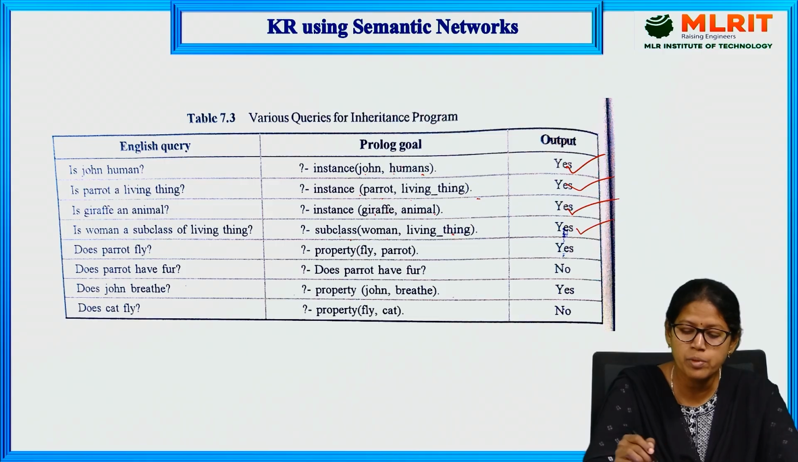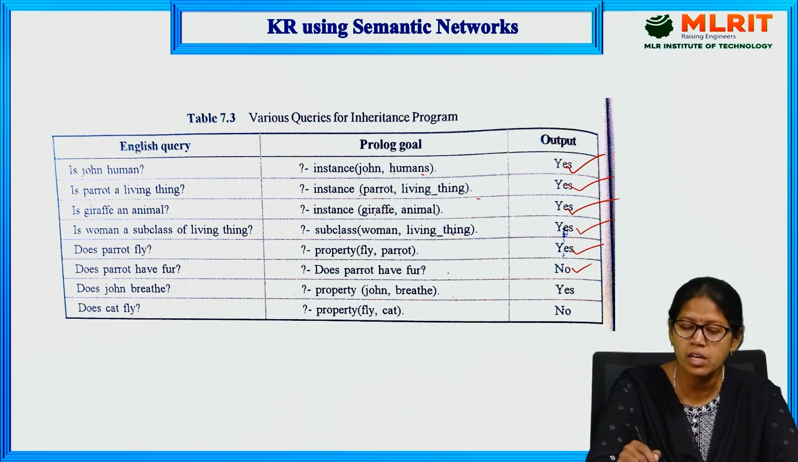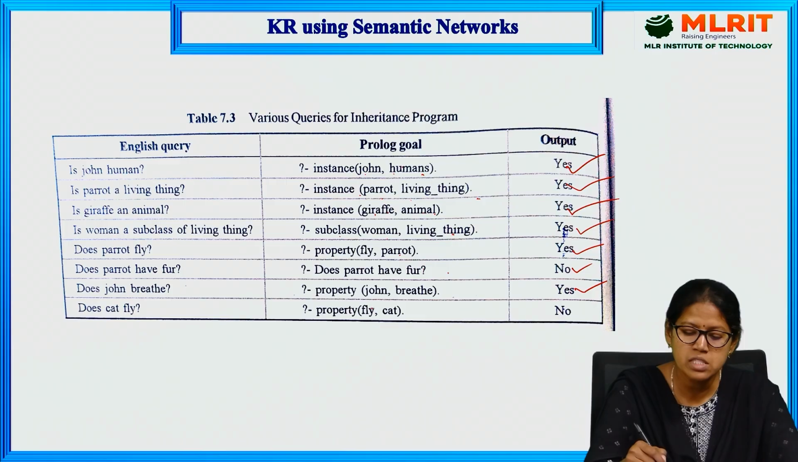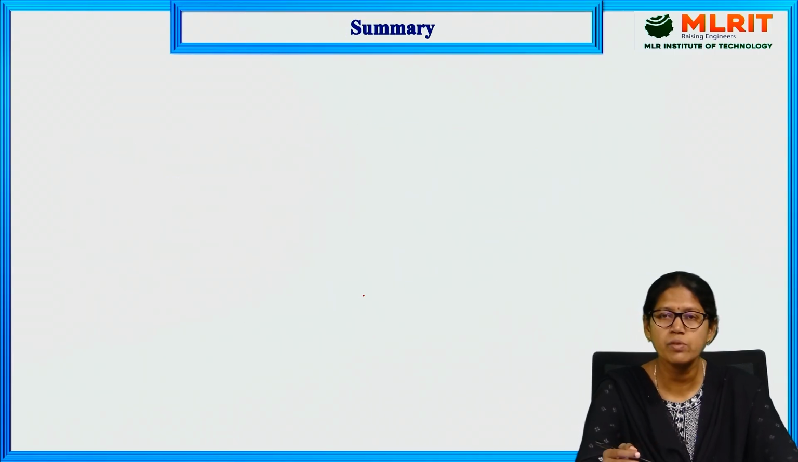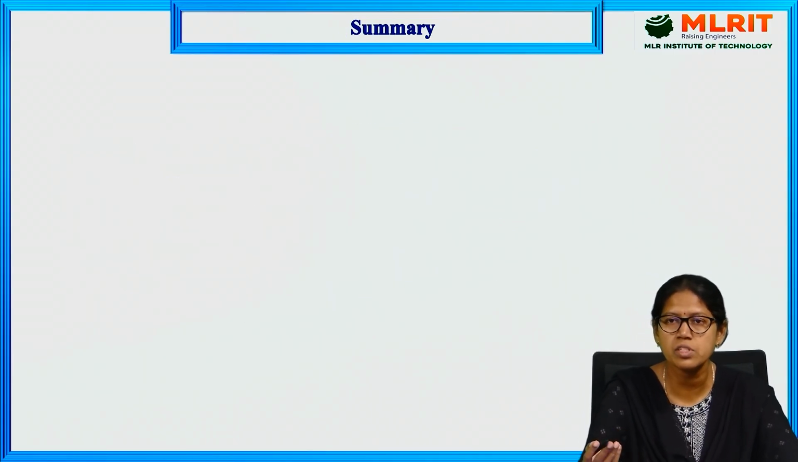Property. Is fly a property of parrot? Yes, fly is a property of bird, and parrot is a bird, so we can take that. Does parrot have fur? No, because fur is for animal, cat will have fur. Next, is breathe a property of John? Yes, because a living thing has the breathe property and John is a living thing. Next, is fly a property of cat? No, because it is for birds. In such a way, we can answer all the questions based upon the semantic network.